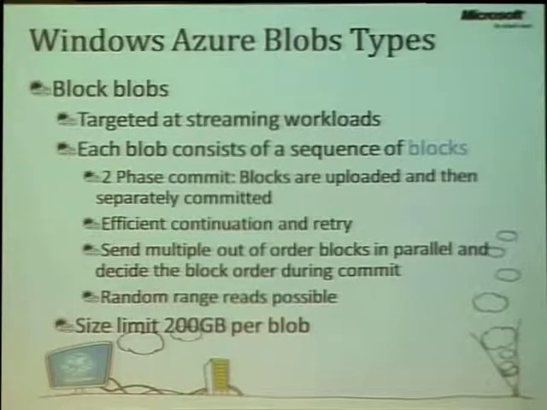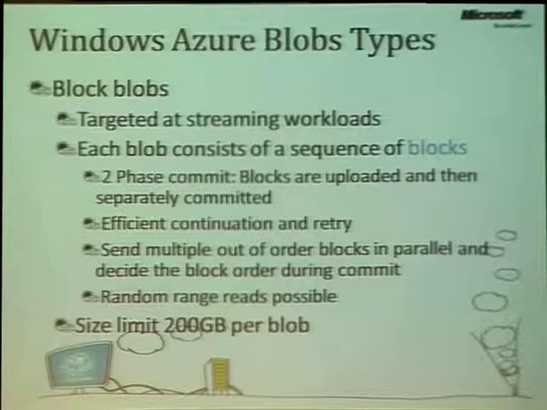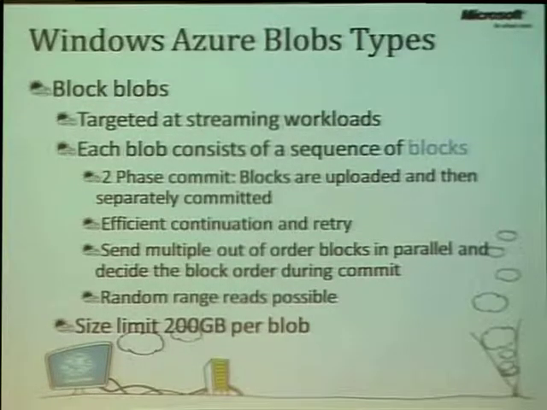It is meant mainly for streaming workloads. You can do a sequence of blocks, and it gives you a two-phase commit, and efficient continue and retry. You can efficiently continue and retry many times. You can also send multiple blocks at one time, and do random reads. You can read randomly which block you want, and for each blob the storage limit is 200 GB.